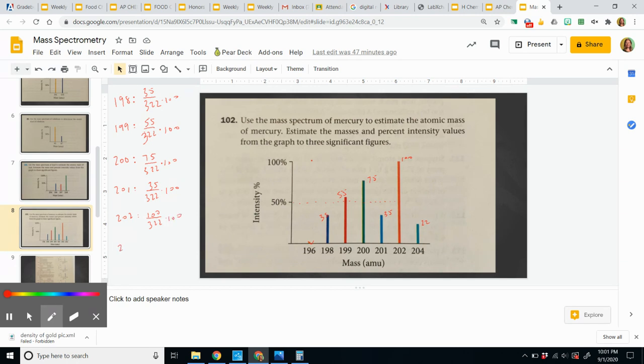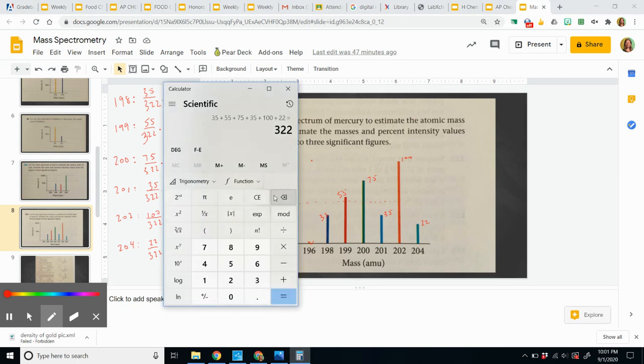And 204. What happened to 203? Apparently that one's not stable for some reason. That's interesting. It just doesn't exist. Okay, so we have a lot of calculating to do here. Let's get our calculator out and do some multiplying. And I'll check my numbers this time.